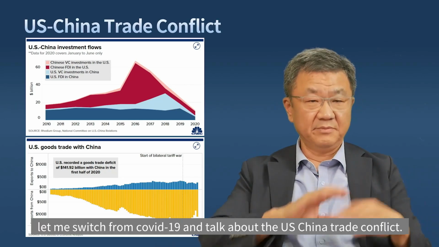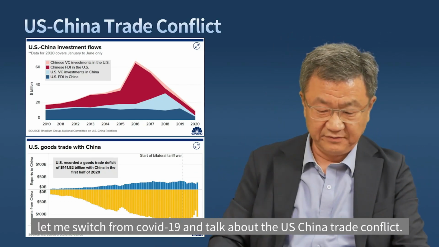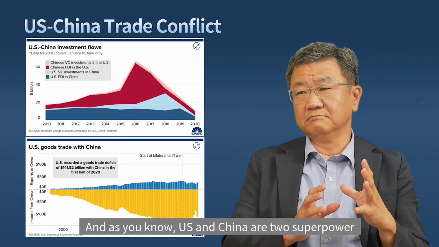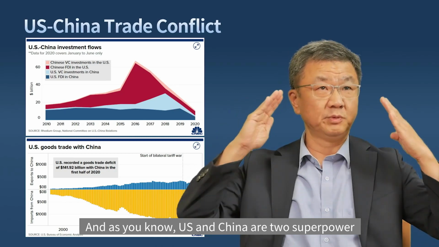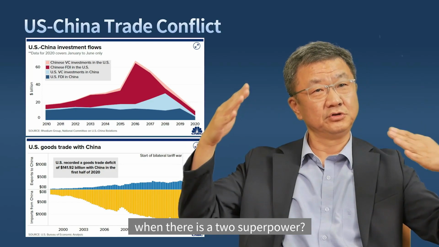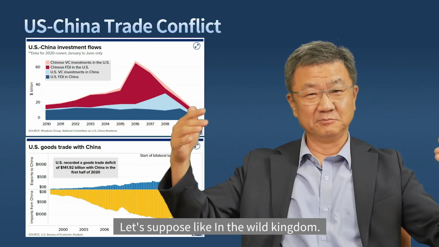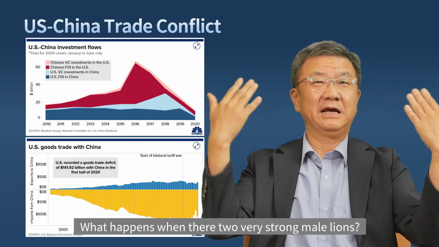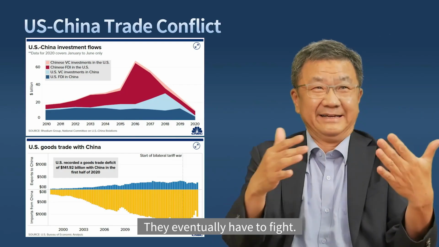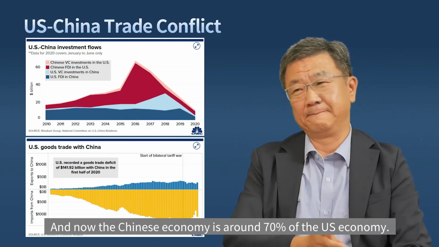Okay, so now let me switch from COVID and talk about the US-China trade conflict. As you know, USA and China are the 2 superpowers, right? And what happens in the world when there are 2 superpowers? Let's suppose, like in the Wild Kingdom, there are 2 very strong lions. What happens when there are 2 very strong male lions? They eventually have to fight. They have to fight, and they have to determine who is the winner, right?